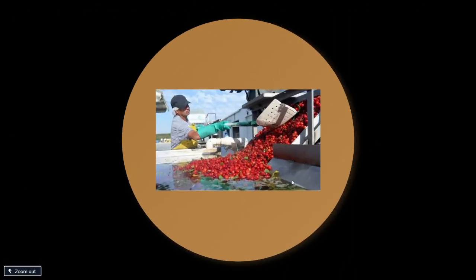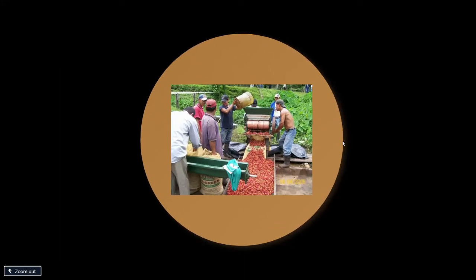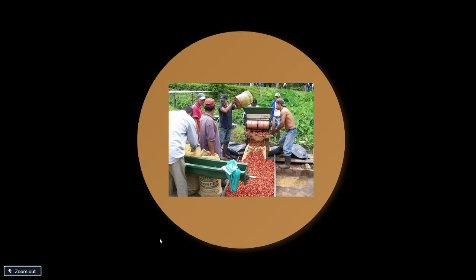Here is how the water separation looks. It is done by water, so some coffee cherries go down to the bottom, and some of them still stay up on the surface. That's how the separation is done. After dry separation, you jump right to the drying process, but after water separation, you first need to do pulping, which basically looks like this.